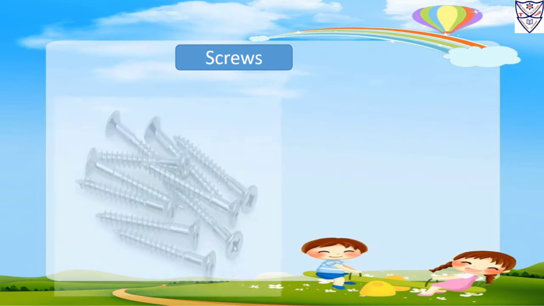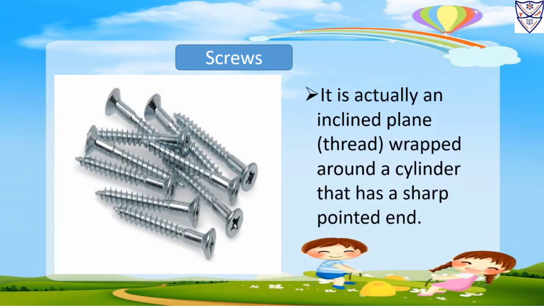Screws. A screw is actually an inclined plane, or thread, wrapped around a cylinder that has a sharp pointed end. Screws are turned with the help of a screwdriver. It helps to attach things to each other because as they rotate, they also move forward.